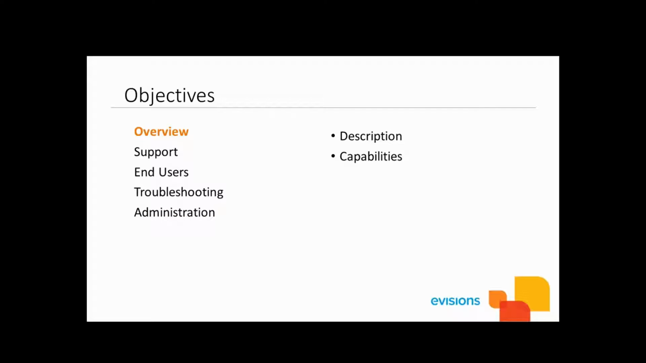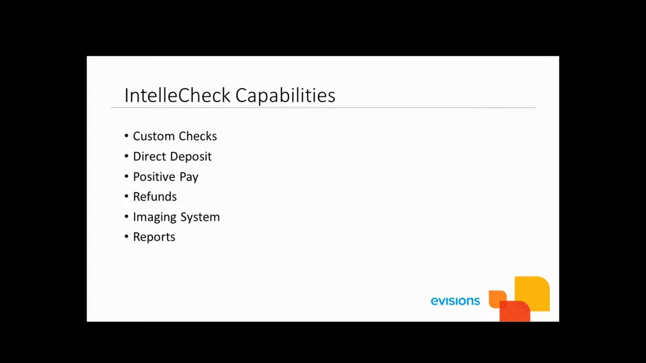Let's begin with a description of IntelleCheck and how it works. IntelleCheck is a web-enabled tool that allows an end user to access IntelleCheck with a web browser. Through IntelleCheck, we can print custom checks, print and email direct deposit advices, create positive pay files, process electronic funds through HireOne, send copies of all of the above documents to a third-party imaging system, and create reports to investigate the status of your checking system.